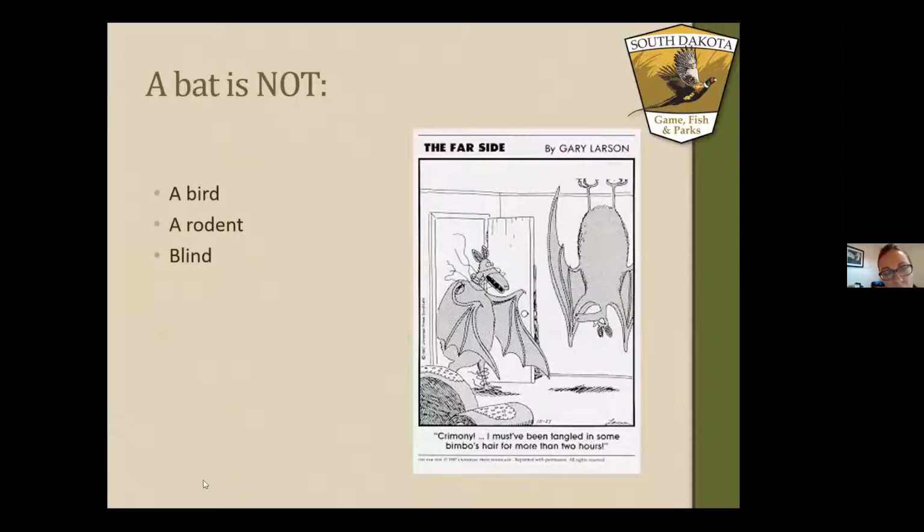So just a recap of what we've covered. Bats are not birds. They can fly, but they're not birds. Bats aren't rodents, even though they're small, furry and brown, and might remind you of flying mice. They are definitely not rodents, because they have low reproductive rates and they live a long time. And bats are not blind.